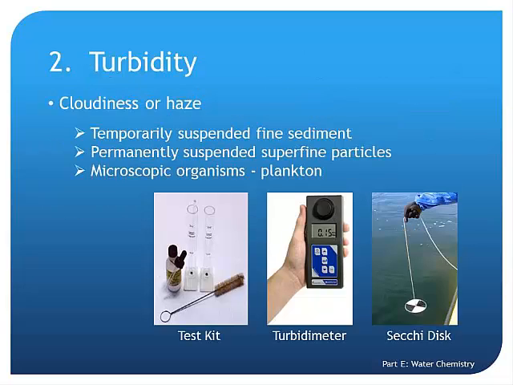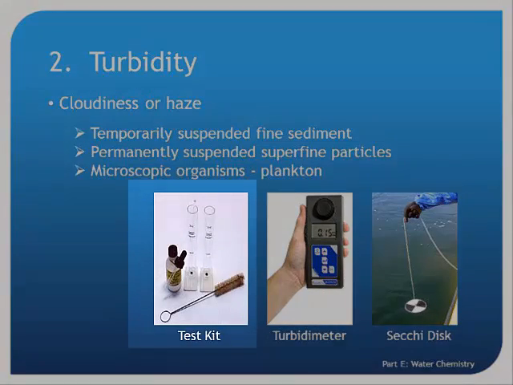Turbidity is cloudiness caused by the presence of suspended particles, usually too small to be seen by the naked eye. It can be caused by a number of things. Temporarily suspended fine sediment, or particles that will fall out of suspension eventually and settle to the bottom. Even smaller particles that will not settle out due to their small size. Or microscopic organisms, like plankton. Measuring turbidity doesn't tell you what's in the water, it only tells you that something is in the water that interferes with the passage of light.